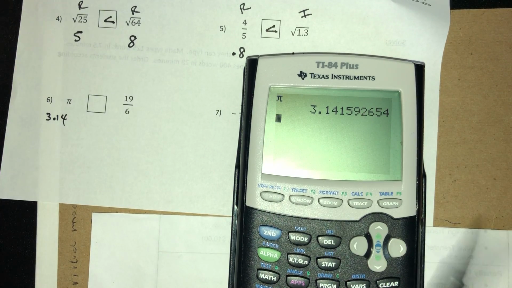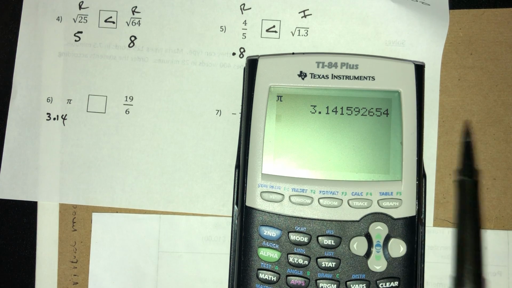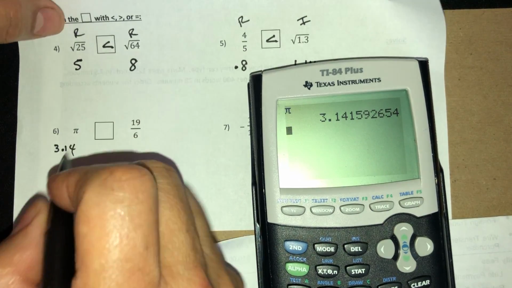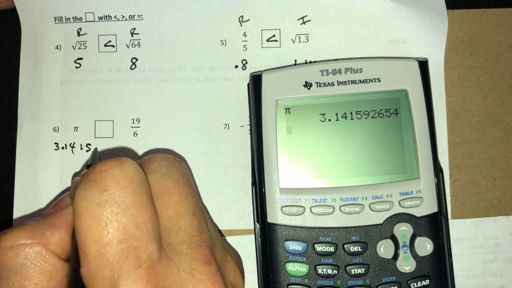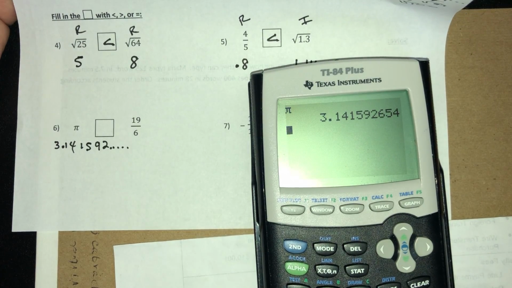It gives you a crazy number, 3.141592654. That goes on forever. So you be very careful. So 3.14, I'm going to write it down, 15, 92. Now you're going to put some decimals, okay? Because that goes into infinity.